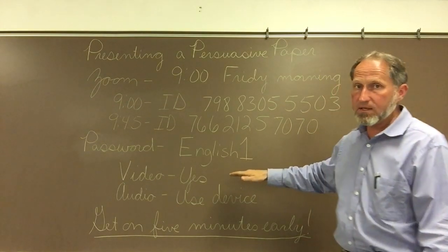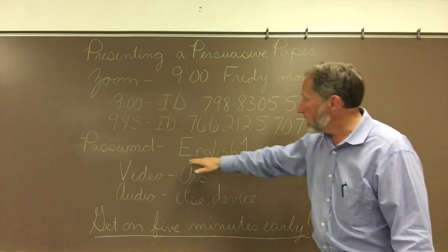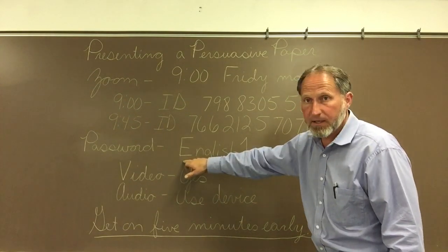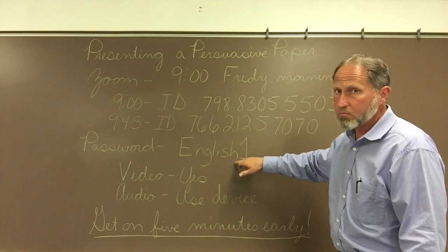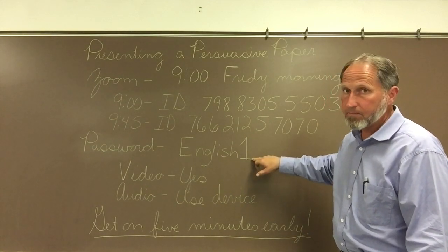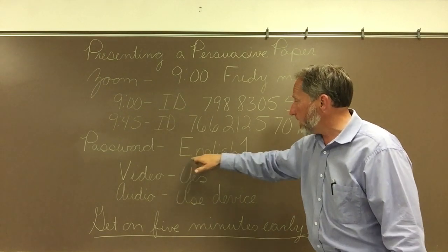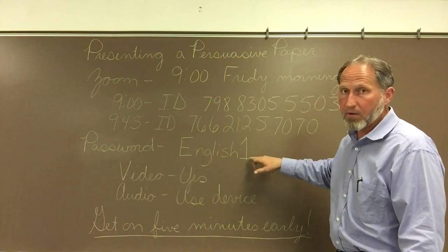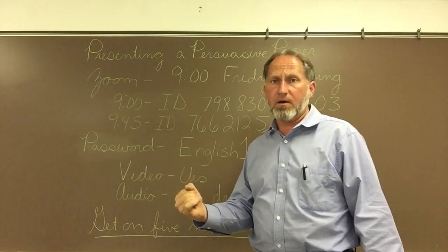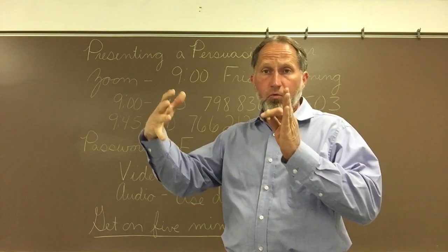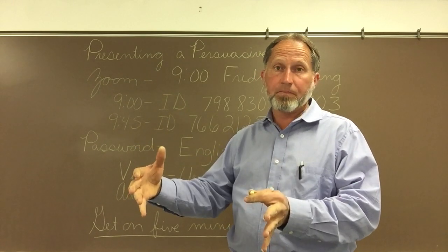a password. And in both cases, we'll have the same password. English 1, capital E, small case, N-G-L-I-S-H, no space, and then the number 1. Okay, so no spaces, capital E, English, and 1 right behind it. That'll be your password, and it should put you right in there. It will say you're waiting in the waiting room.